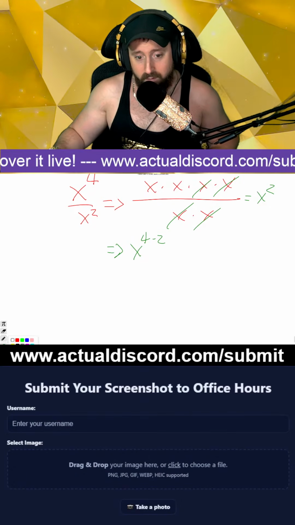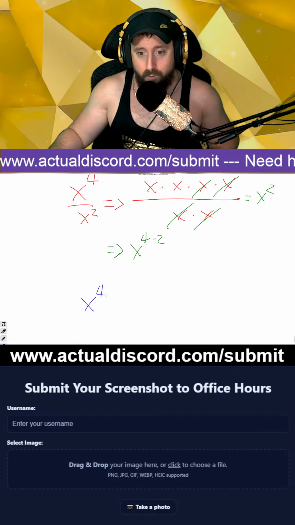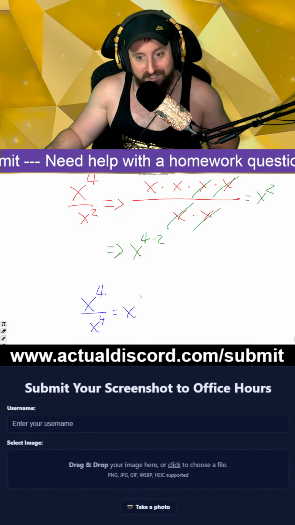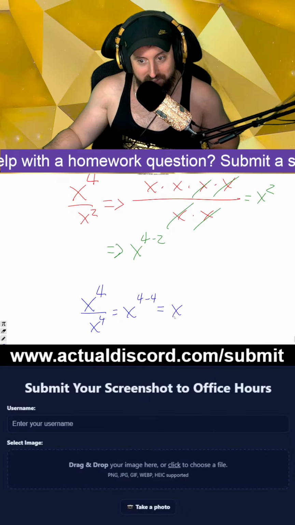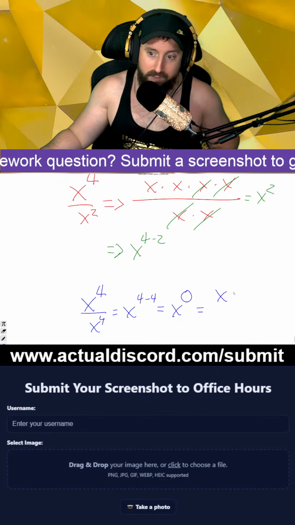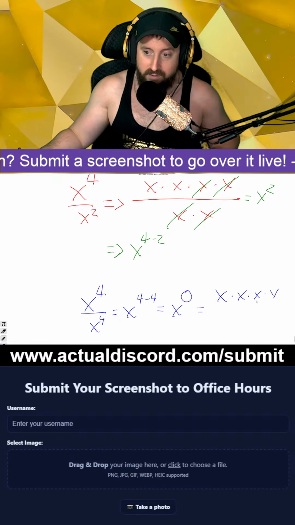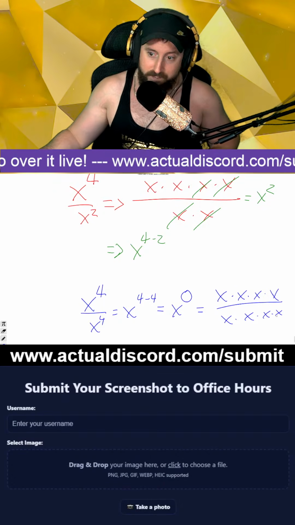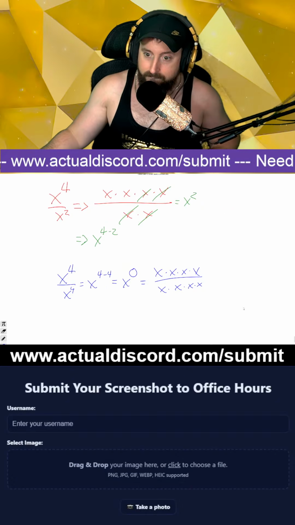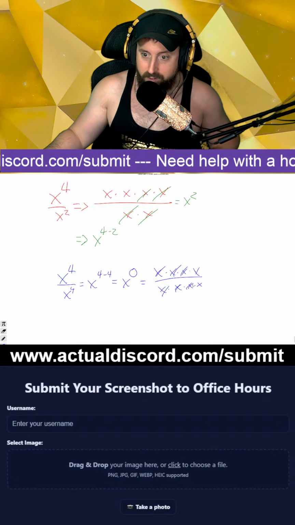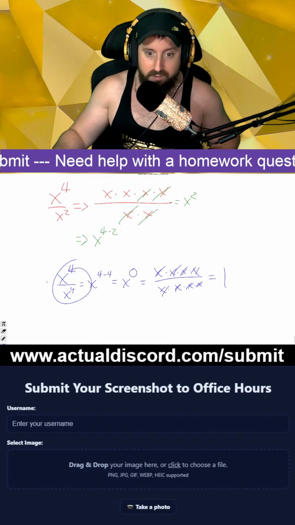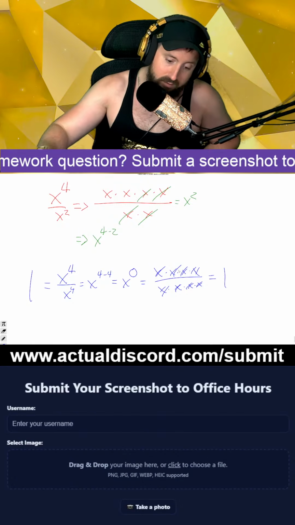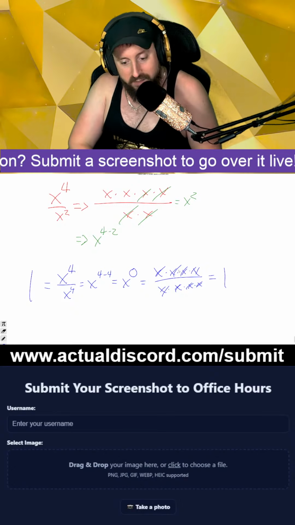Ooh. Well, what happens if I do x to the 4th over x to the 4th? That's x to the 4 minus 4, which is equal to x to the 0. But let's show what that was. So that was x times x times x times x all over x times x times x times x. Cancel. That's just equal to 1. This is also equal to 1. So this is why x to the 0 equals 1. Does that make more sense?